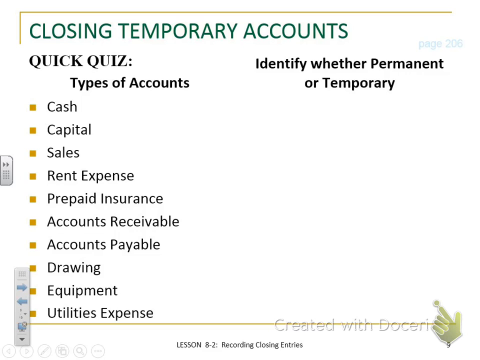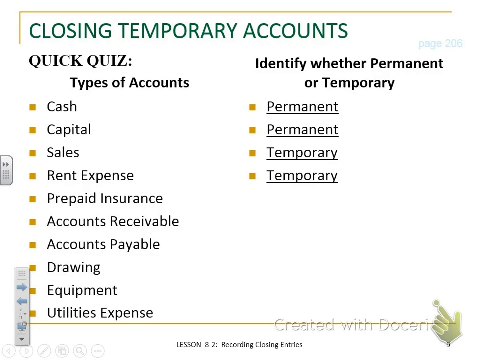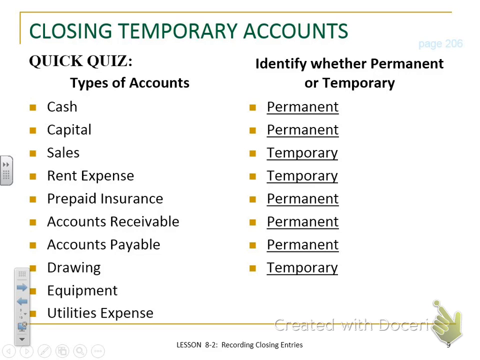So, little quiz. Identify your permanent or temporary accounts. So guys, take a minute and do that. All right, so first off, what do we have for cash? Permanent. Capital? Sales? Okay. Rent expense? Prepaid insurance? Good. Accounts receivable? Payable? Drawing? Equipment? And utilities expense? Temporary. Okay. Good. You guys did pretty well with that.